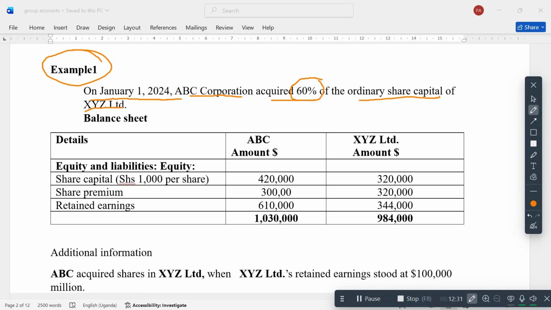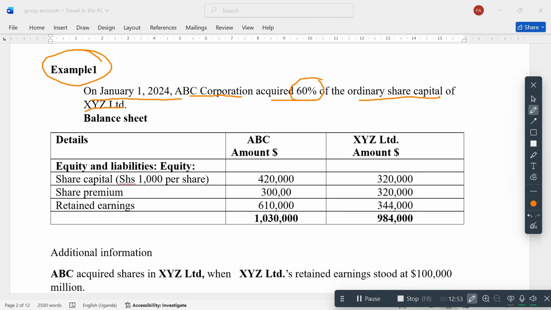From the previous step under group structure, I described that the moment you see that acquiring company is acquiring more than 50%, the acquiring company becomes a parent and the acquired one or the controlled company becomes the subsidiary. How would we know that? If the percentage acquired is more than 50%.